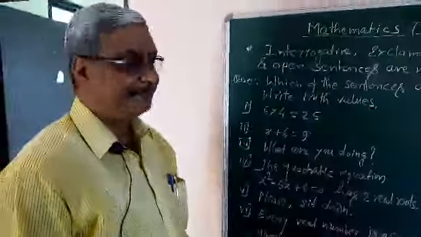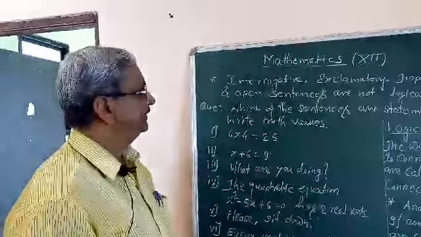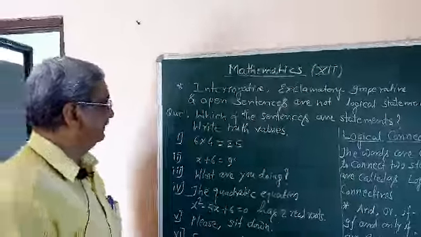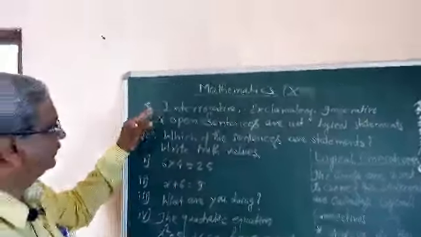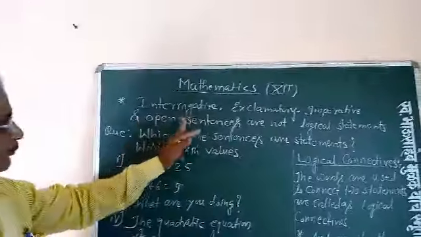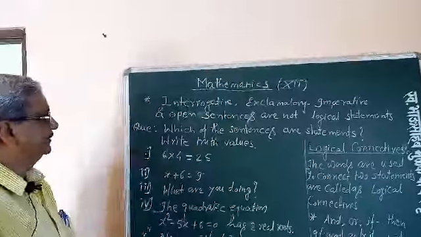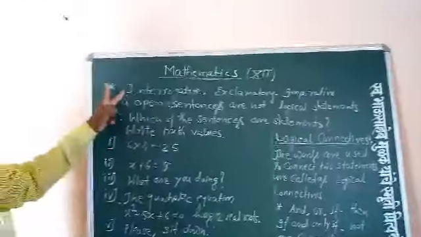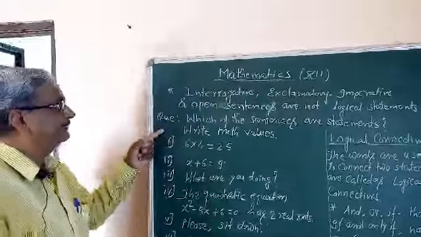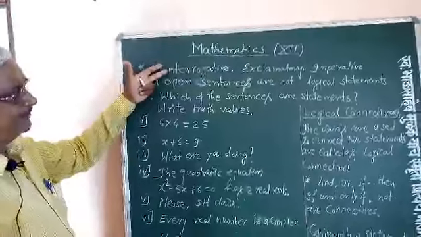In the last lecture, we have seen about the logical statements and which are the logical statements that we have seen. So we have focused here that interrogative, exclamatory, imperative and open sentences are not logical statements. We have taken the examples of each and every type, but now again we refer to them. So we take certain examples for this logical statement.